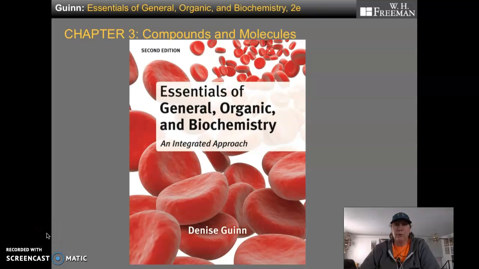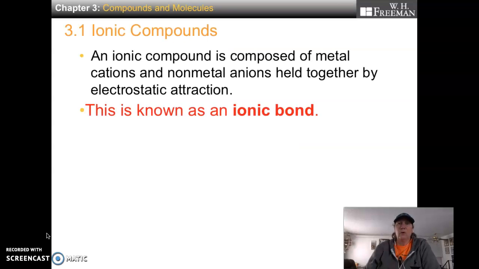Today we're going to start chapter 3, which is about compounds and molecules. So a compound is a combination of elements that are chemically combined, and molecules, instead of atoms like an element has, their particles are now called molecules because they're not made out of just one thing. Okay, so we have a couple different kinds of compounds.